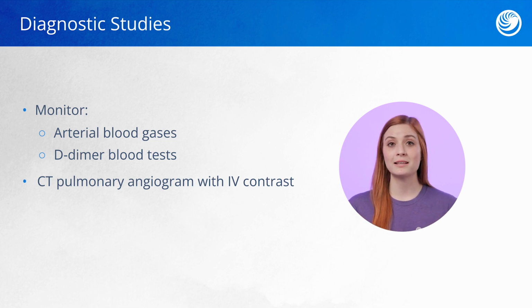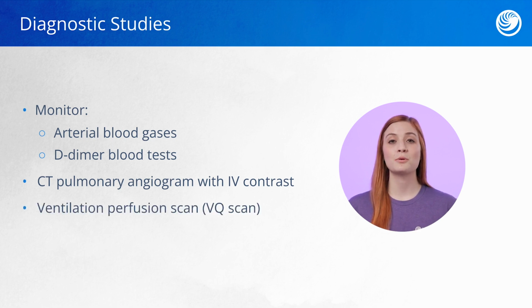Now, for some clients, such as those with renal dysfunction or those who are pregnant, IV contrast may be contraindicated. In this case, we can perform a ventilation perfusion scan or a VQ scan. Clients are going to have normal ventilation, but their perfusion is going to be drastically decreased.